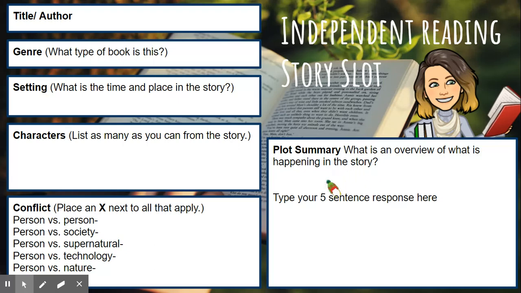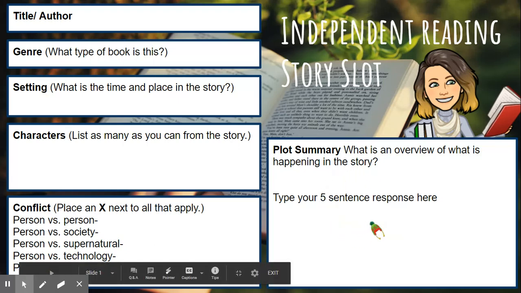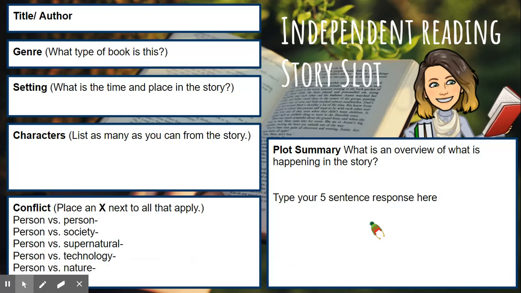So then you will write your response here. You want to make sure you include at least 5 sentences in this section so that you do have enough to have a conversation about later on for our book tasting.